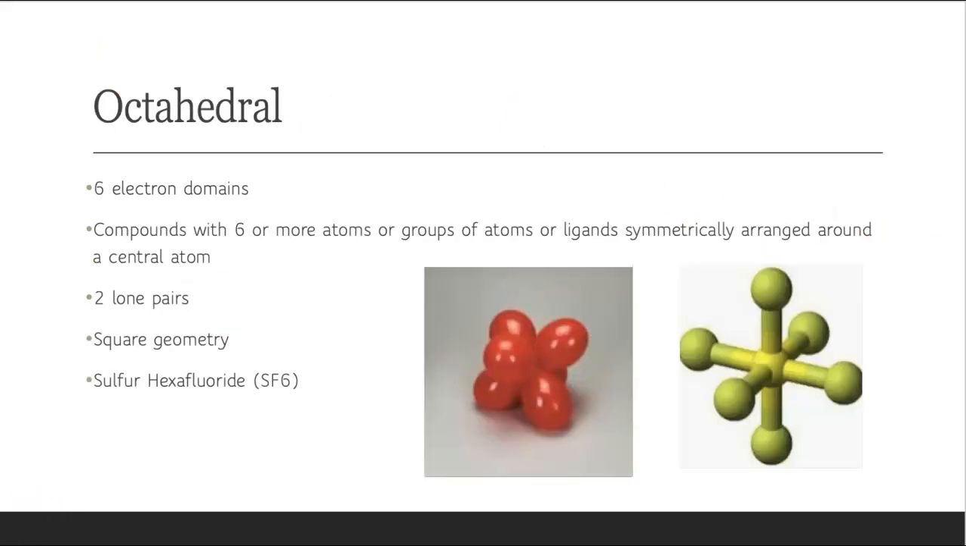For my final example, we have octahedral. There are 6 electron domains. Compounds with 6 or more atoms or groups of atoms or ligands symmetrically arranged around a central atom. There are 2 lone pairs.